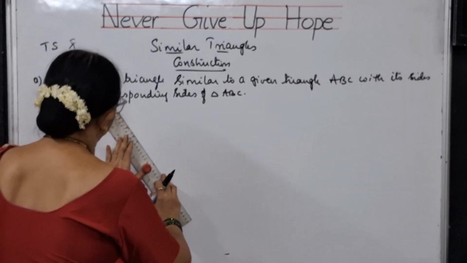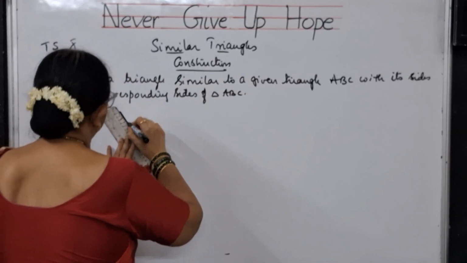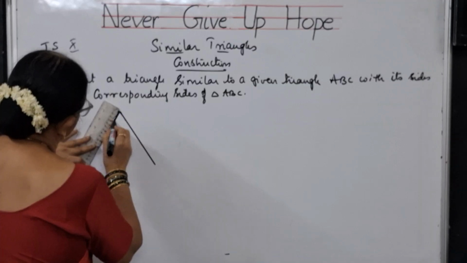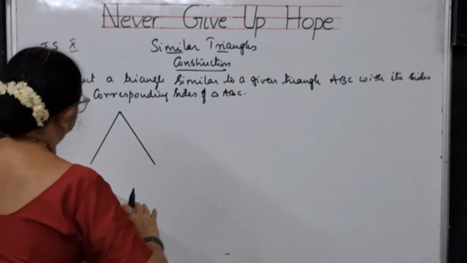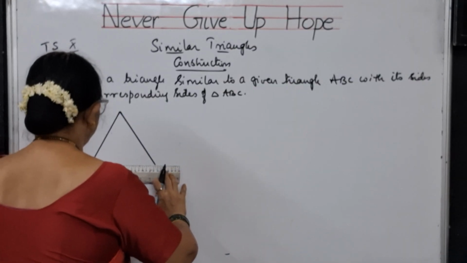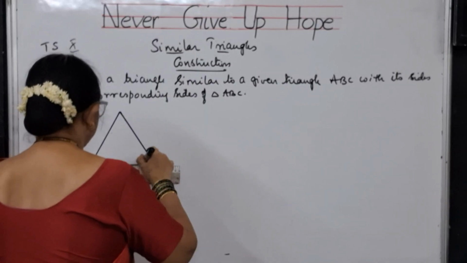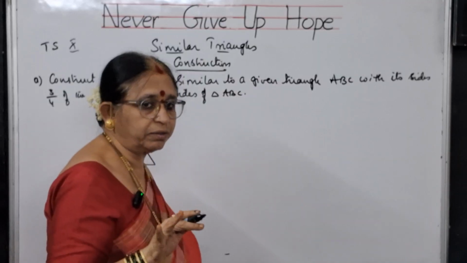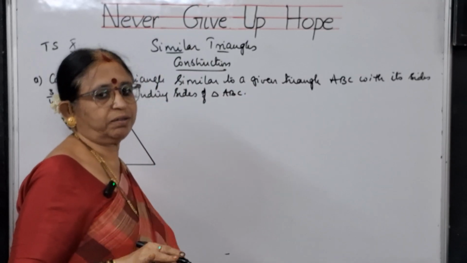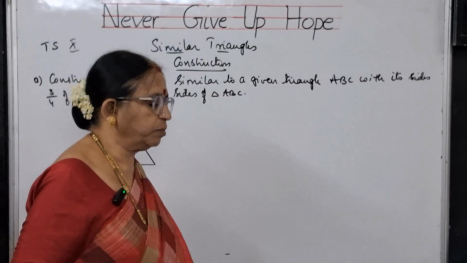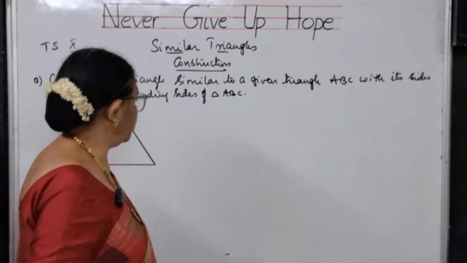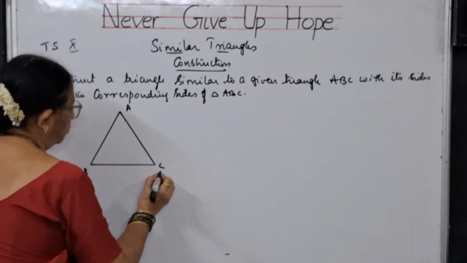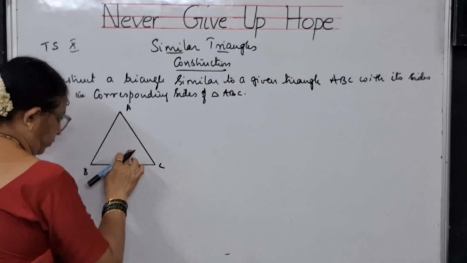So, first let us draw a triangle ABC. Since they have not given us any measures, you can draw a triangle of your own measures. There is no requirement for taking correct measures because they have not given any measures. If they give any measures to the triangle, first you have to construct the triangle according to the measures. In this particular bit, they have not given any measure, so I have taken a triangle ABC of my own measures.